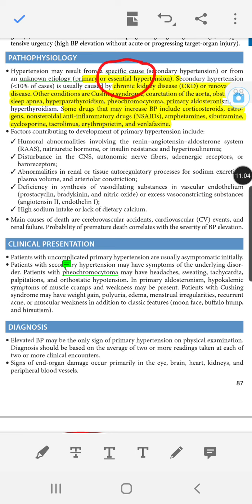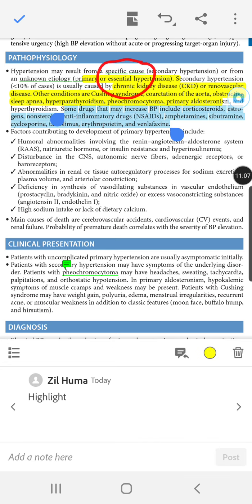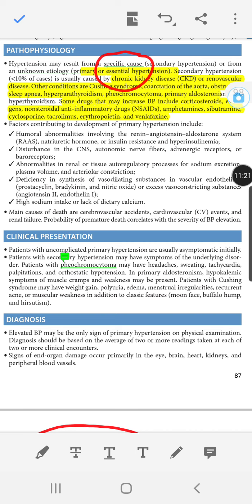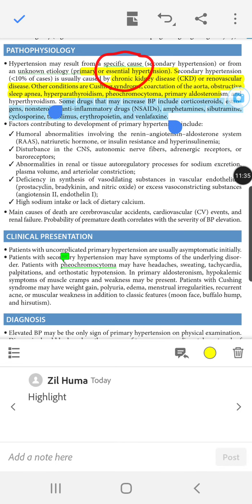Amphetamines, sibutramine, cyclosporin, tacrolimus, erythropoietin, and venlafaxine. These are the drugs which are responsible for increasing the blood pressure. Like aspirin, diclofenac sodium, ibuprofen. We commonly use ibuprofen and diclofenac sodium. So if the person has high blood pressure and is taking these kinds of diclofenac and ibuprofen, he or she has to keep an eye on the blood pressure and record blood pressure carefully.